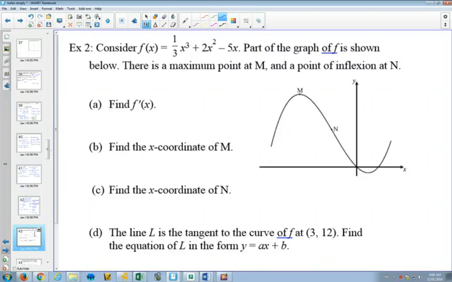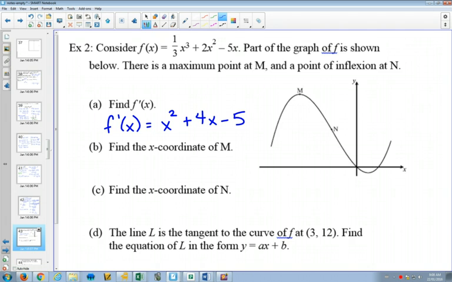Typical of an old exam question, it starts off by having a bunch of different parts, finding the derivative. That's not too bad. It gives us the graph. Find the x-coordinate of m. What do we know about m? We know that it's a local maximum.